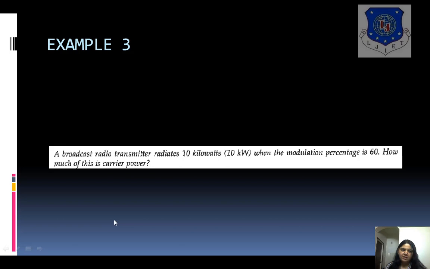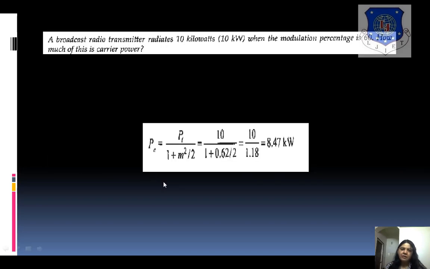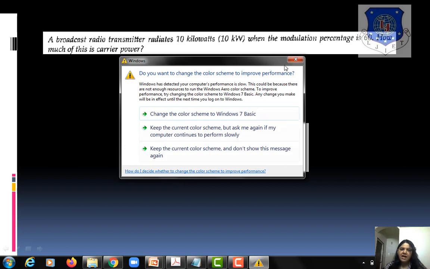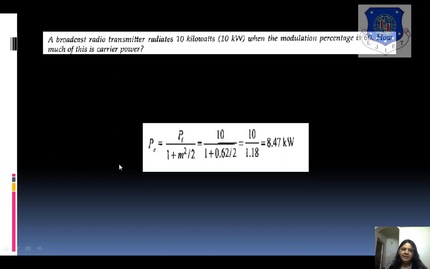Example number 3. A broadcast radio transmitter radiates 10 kilowatt when the modulation percentage is 60. How much of this is the carrier power? So again we need to recall the power equation, which is Pc equals Pt upon 1 plus m square by 2. Now what is the Pt? A broadcast radio transmitter radiates 10 kilowatt.